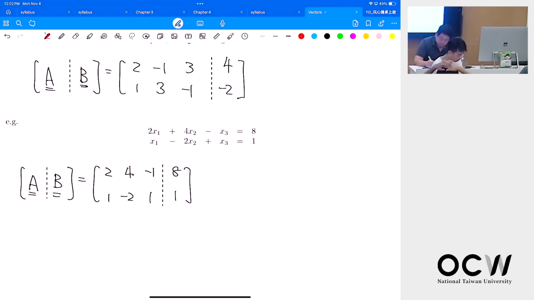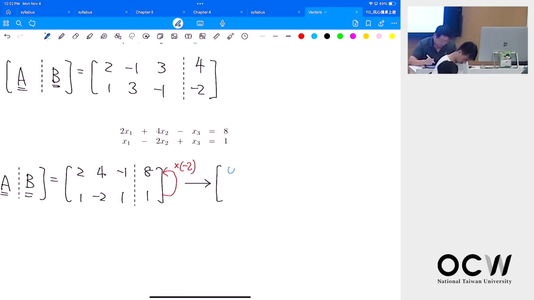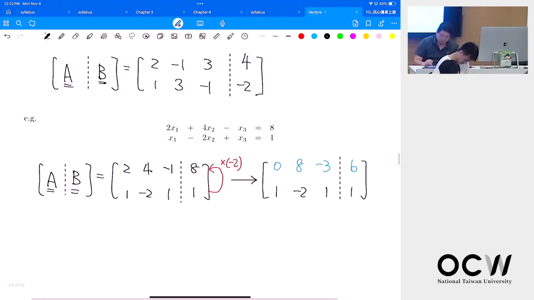So first, try to find the leading entry. This one, I can multiply row 2 by minus 2 and then add it to row 1. Then I'll get 0, 8, minus 3, 1, minus 2, 1. And here I also do the row operations, 6, and here's 1. Now you can see 1 is here. I can switch 2 rows. It doesn't matter, right? Switching 2 rows just means that I switch 2 equations. So I switch 2 rows.